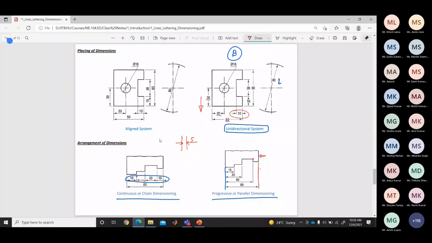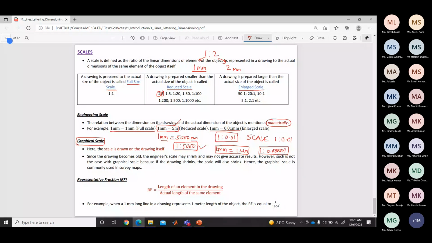So that is the advantage of using the graphical scale. However, these graphical scales are used in the case of survey maps, which are required to be preserved for a very long time. For most of our cases, commercial drawings are all mentioned with engineering scale. We just mention on the paper numerically like this: 1:2, 1:10, or 1:0.01. We do not draw any scale on the paper. So this is the difference between the engineering scale and graphical scale.